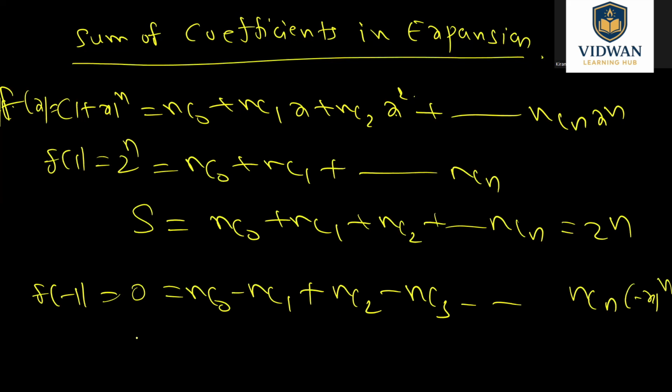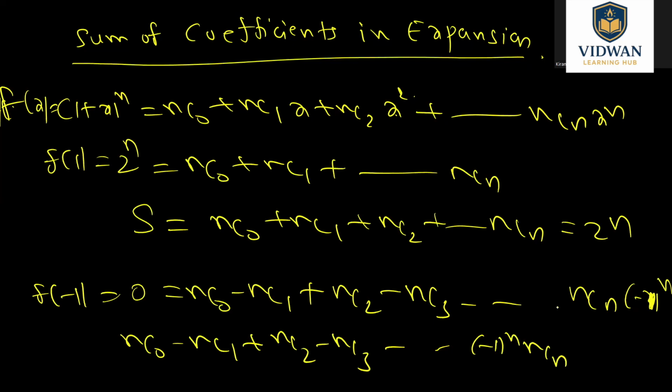Therefore, from here, you can just write nC0 minus nC1 plus nC2 minus nC3, etc., up to the last term, which is (minus 1) power n nCn, because you're putting x as minus 1. This will be equal to 0. And if you add these two, you get all even terms; if you subtract them, you'll get all odd terms, but you'll get them double time.